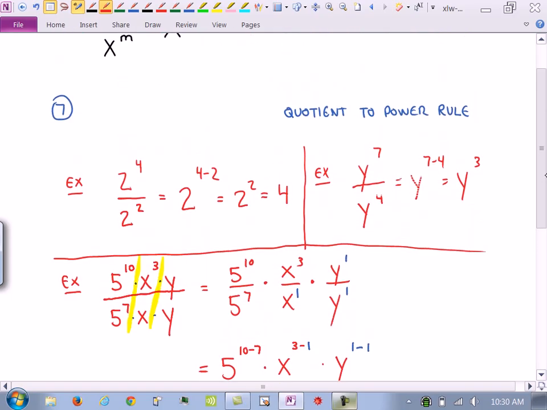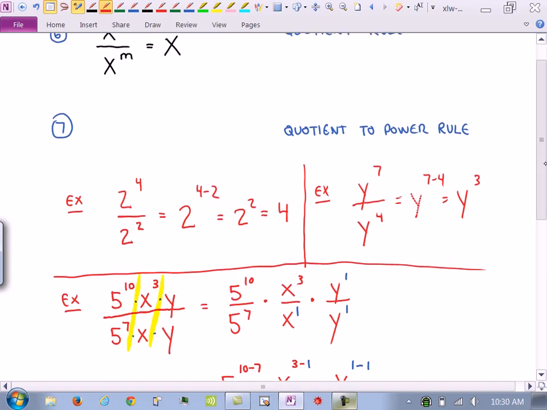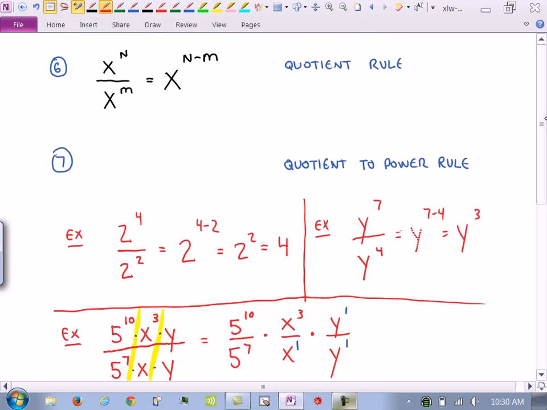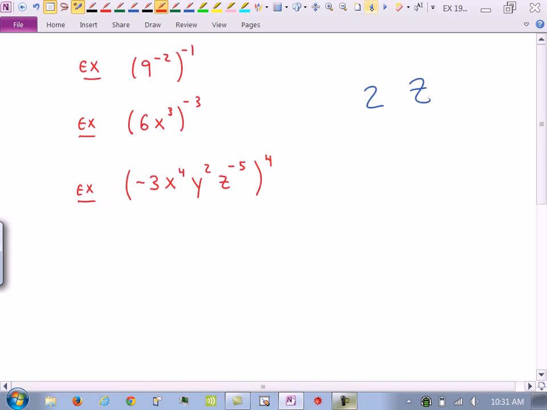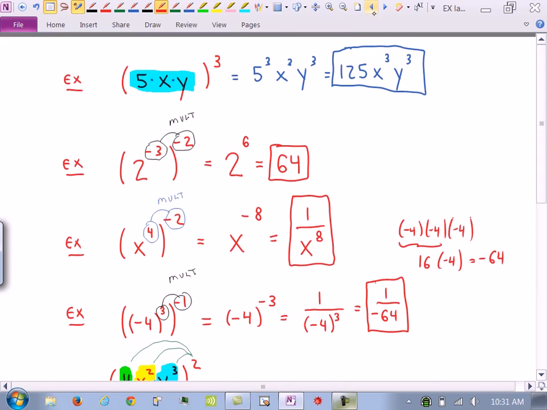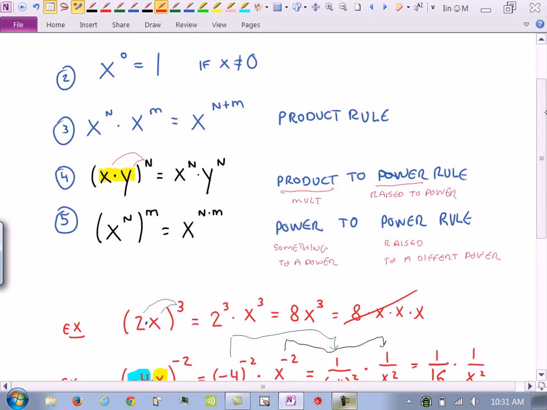The next property, quotient to power rule. You know what? I'll flip back. We have quotient to power, right? A quotient raised to a power. Quotient is a fraction, right? Division. I have division to a power. If we look back in our notes, we had a rule for a product to power. Now we're doing quotient to power.